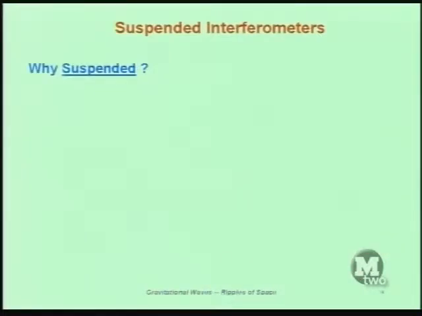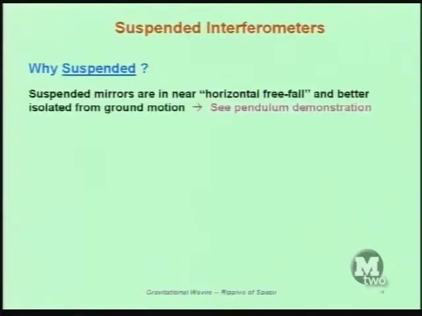Okay, now, why would we want to suspend our interferometer? Well, suspended mirrors are in near horizontal free fall, we call it. That means that if they're swinging this way, and actually we want them to be at rest, but they're free to swing this way, that means they're free to move in this direction. They're free to respond to the presence of a gravitational wave. But in some sense, what's more important is that that isolates us from the ground motion.